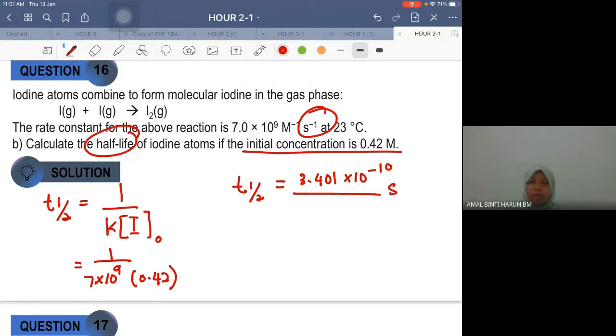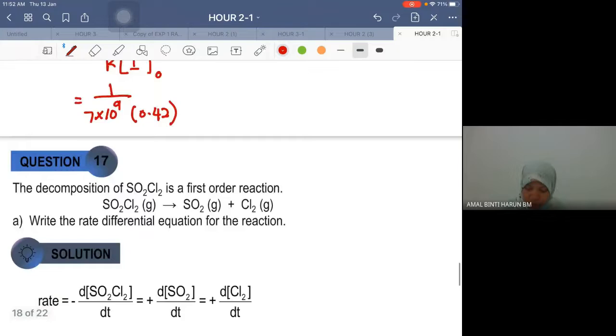Okay, so unit half-life, you kena faham definition half-life. It is a time for the concentration to be half of its initial concentration. Okay, kalau dia adalah masa, so you kena bagi unit masa lah. Okay, bukan per second. Okay, orang tanya kamu, you tidur berapa jam? Aku tidur 6 per hour. Tu tak betul. Tu bukan pelajar matrikulasi.